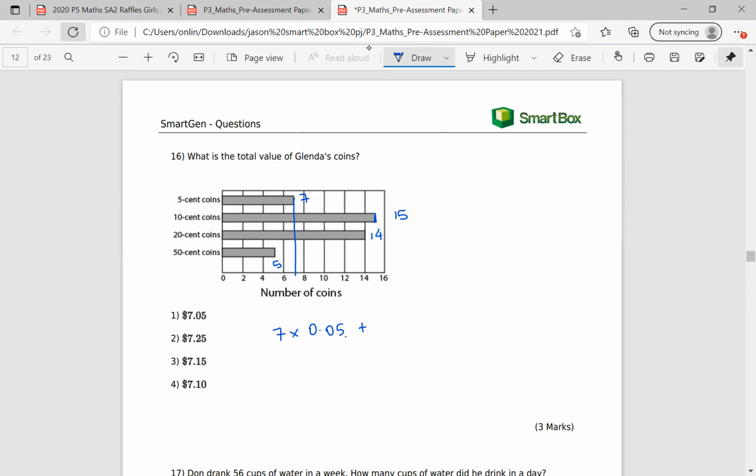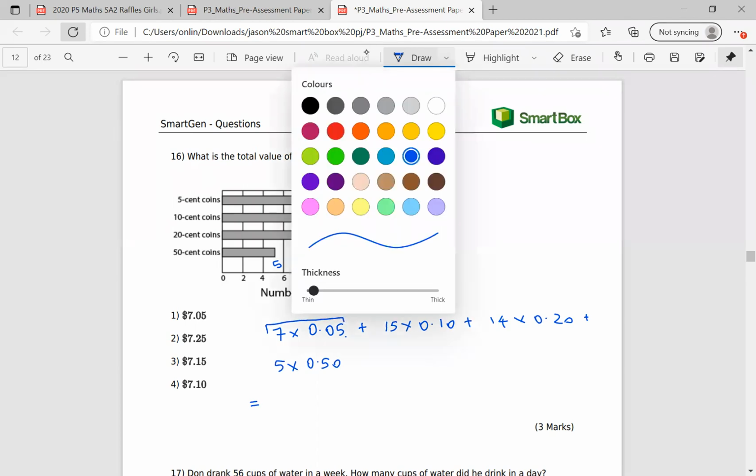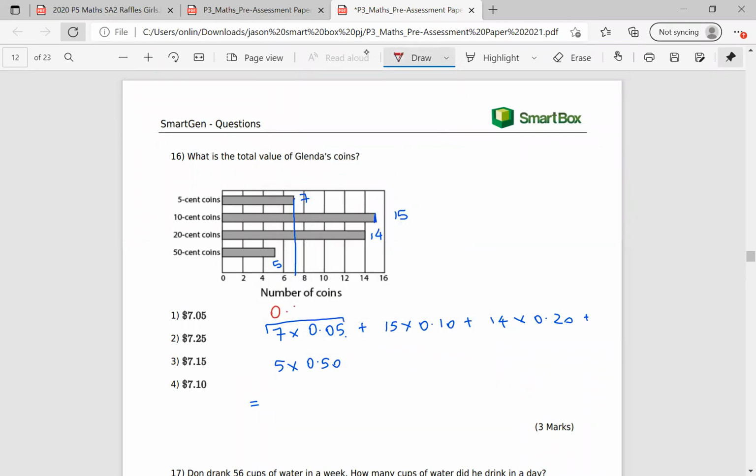Because we want to find the total value, we are supposed to add all of them together. So we have 15 of the 10 cent, and then we have 14 of the 20 cent, and then we have 5 of the 50 cents. So if we add all of these together here, what do we get for each of them? So here, if you count, this is 0.35.